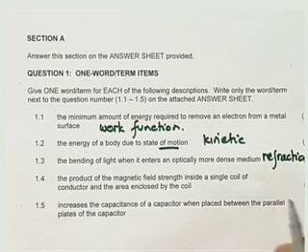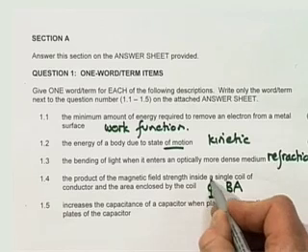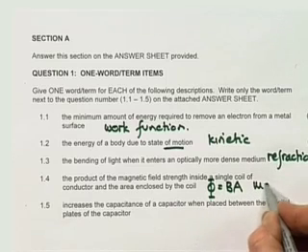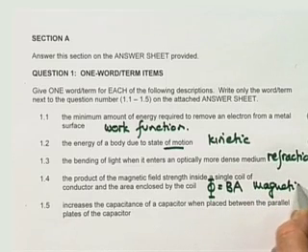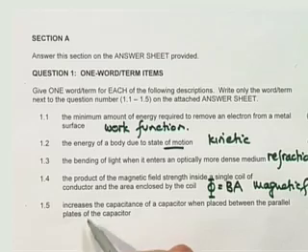The product of the magnetic field strength inside a coil of a conductor, okay, magnetic field strength, and the area enclosed by that coil, it's this thing phi, and it's the magnetic flux. Good, got that, and of course that's in the data sheet, isn't it?